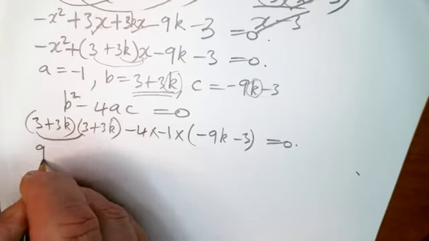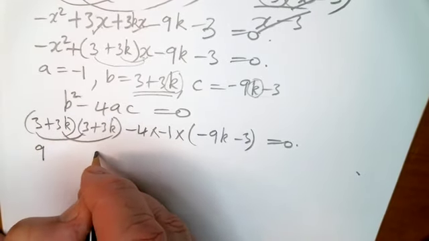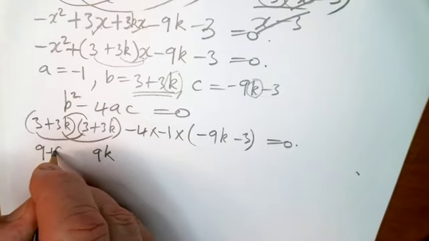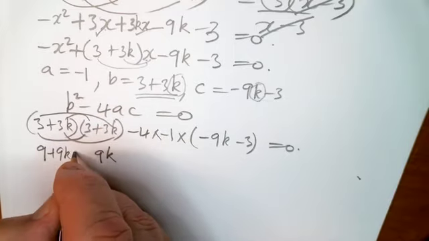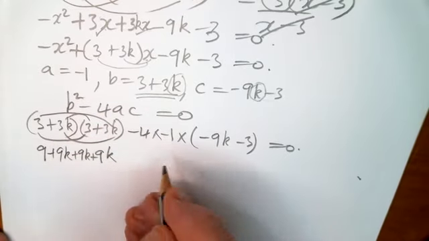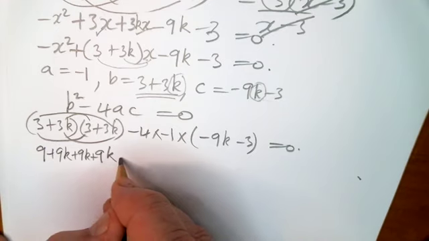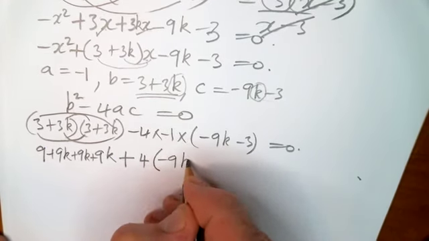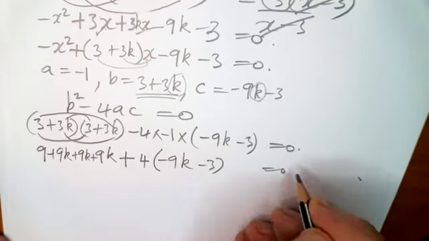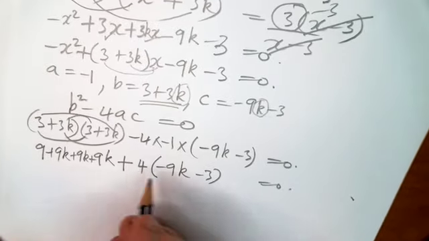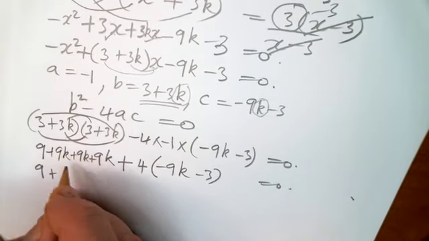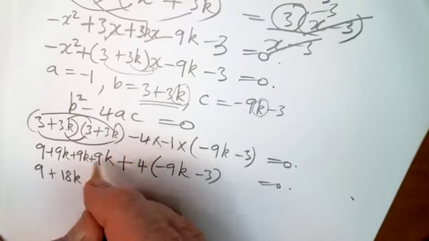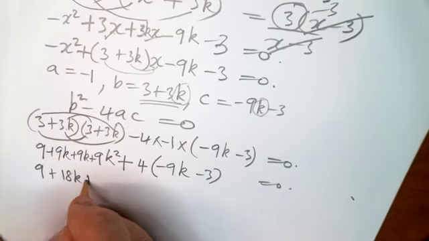Well, 3 times 3 is 9. 3k times 3k is going to be 9k squared. Then I've got a 3 times 3k, which is plus 9k. Another 3 times 3k is another plus 9k. Now I've got minus, so it's going to be plus 4 now, times minus 9k minus 3, is equal to 0. Okay, so let's resolve all this. Well, I've got a 9, plus I've got 18k. This is 3k times 3k, it's 3k squared. Almost got caught out there.